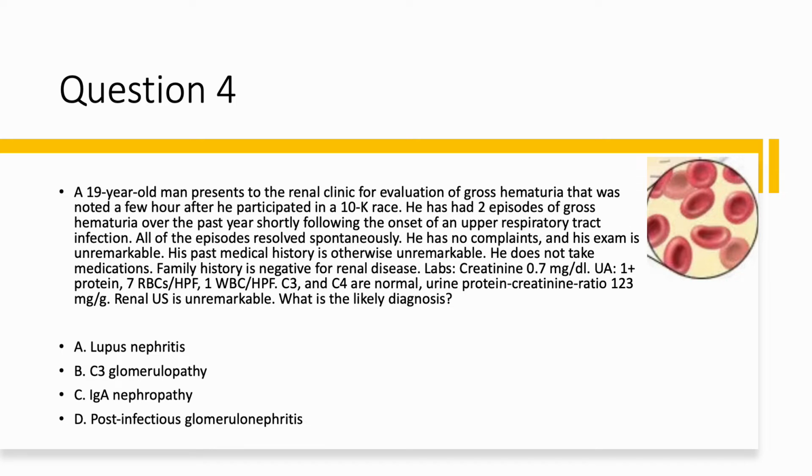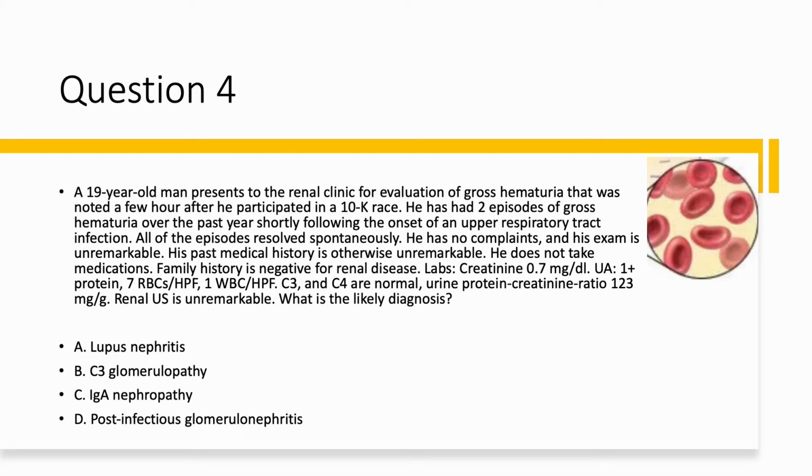Question number 4. A 19-year-old man presents to the renal clinic for evaluation of gross hematuria that was noted a few hours after he participated in a 10K race. He has had 2 episodes of gross hematuria over the past year, shortly following the onset of an upper respiratory tract infection, so 3 episodes so far this year. All of these episodes resolved spontaneously. The patient has no complaints, so he's completely asymptomatic. His exam is unremarkable. Past medical history is also unremarkable. He does not take any medications, and family history is negative for renal disease.